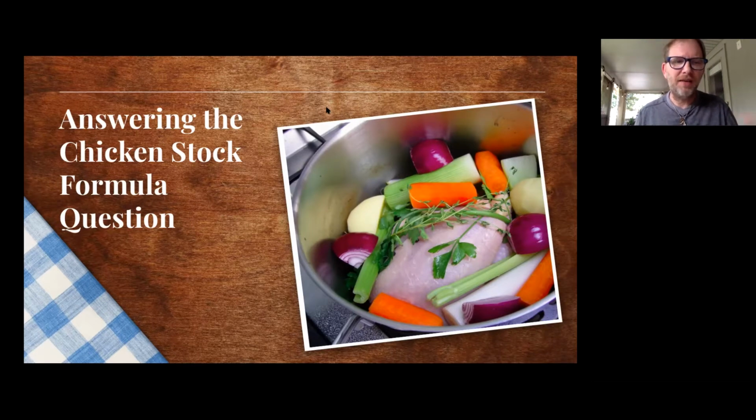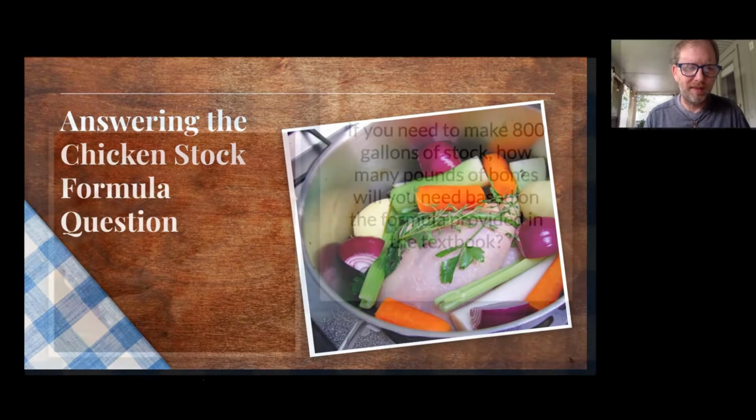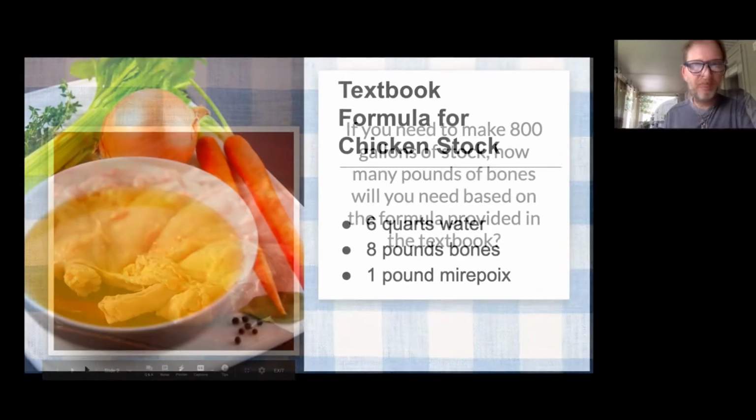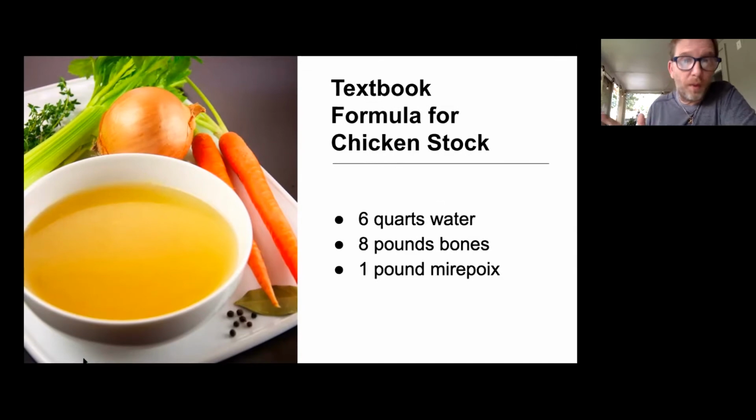So the chicken stock formula question basically works like this. If you need to make 800 gallons of stock, how many pounds of bones will you need based on the formula that was presented in the textbook, right? It seems like a very straightforward type of question. And so the textbook formula for chicken stock is very straightforward: 6 quarts of water, 8 pounds of bones, and 1 pound of mirepoix.